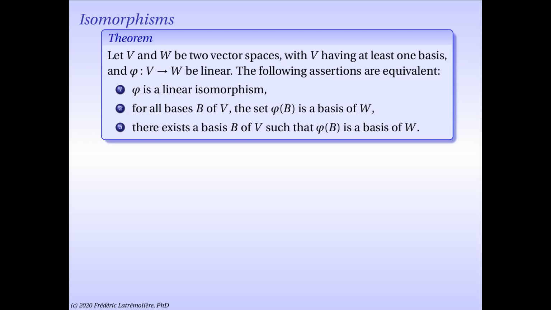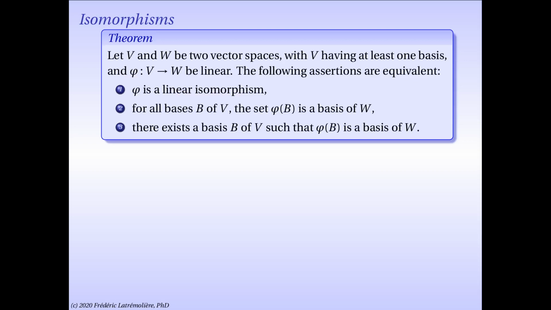So here I'm going to prove a general result first. Let V and W be two vector spaces where V has at least one basis. As we discussed, it is slightly unclear under what conditions in general a vector space has a basis, though if V in particular is finite dimensional, then we know it has a basis. And let phi now be linear from V to W. And the following assertions are equivalent.